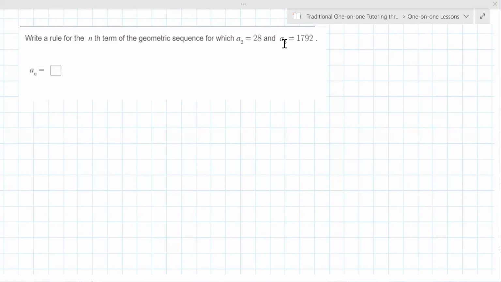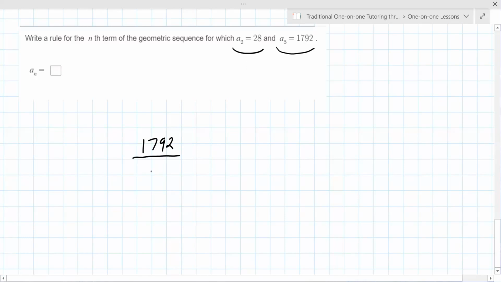Okay, so you take the later number, 1792, which maybe isn't always the bigger number. The earlier number, 28, equals r to the 5 minus 2 power. So go ahead and divide 1792 by 28 and tell me what that is, please. 64. 64, yeah.